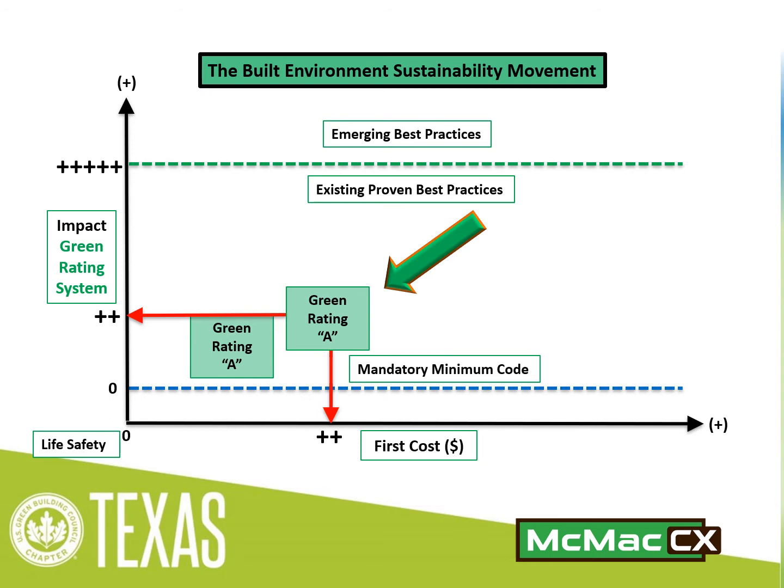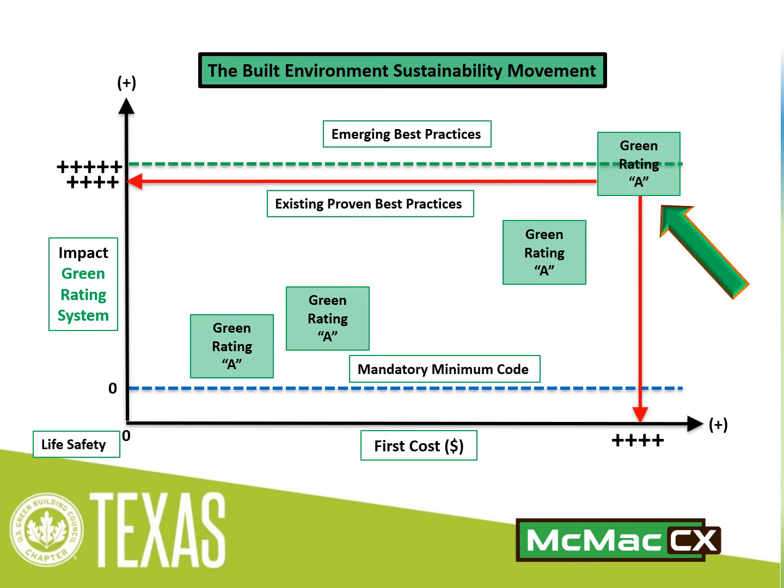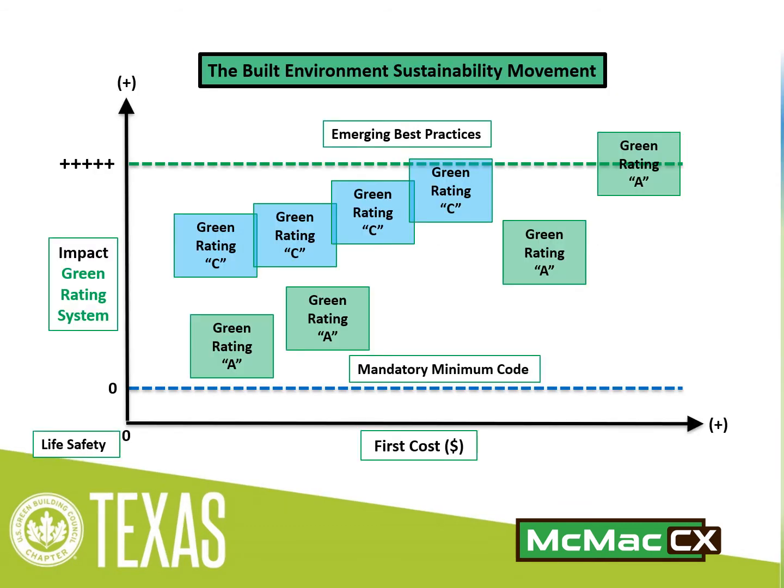Rating systems were tiered so that you could achieve more impact and get recognized for it, which typically cost more money. These independent, third-party verified, above minimum code green rating systems have been successful over the last 20 years in increasing our conversation and understanding of sustainability. Unfortunately, they have not been universally adopted as an agreed to standard valuation system. Fact number 11, less than 7% of all new construction achieves any above minimum code third-party verified green certification. Over the last 20 years, competing rating systems have emerged.